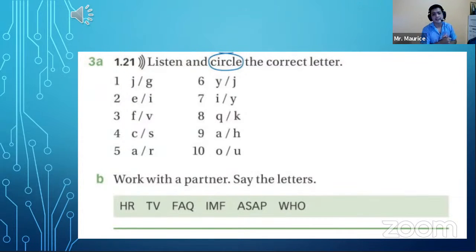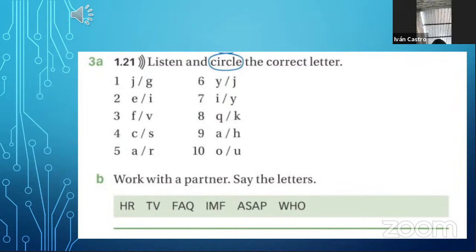Let me see another one. Erlinda Dumes Castro, please. Number 5 and 6, both options. Pronounce both options. Number 5, A, R, C, Y, and J. Thank you. Ivan Castro, please. 7 and 8, please. 7 and 8. Q, 8.